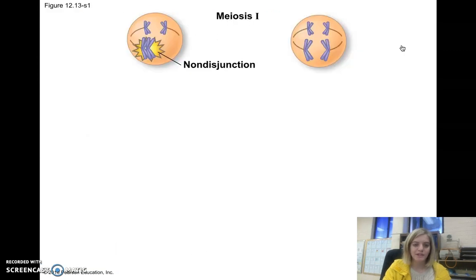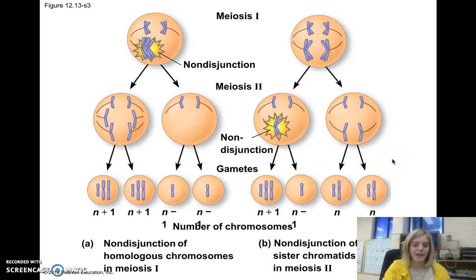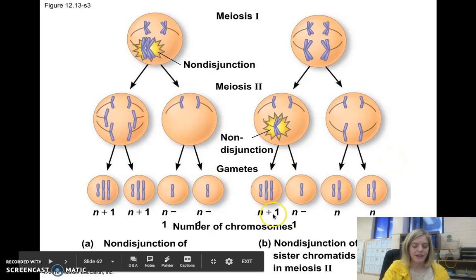So with non-disjunction, this is one example of how it could happen. We see in meiosis 1, typically those homologous chromosomes will separate 2 on each side. In non-disjunction, these homologous pairs do not separate. So we get 4 pairs of chromosomes on this one side. And then in meiosis 2, so that could be one way non-disjunction could happen. Or we could get non-disjunction in meiosis 2, where we see that the chromatids are not separating properly. And in either case, we end up getting gametes that either have too many or too few chromosomes.